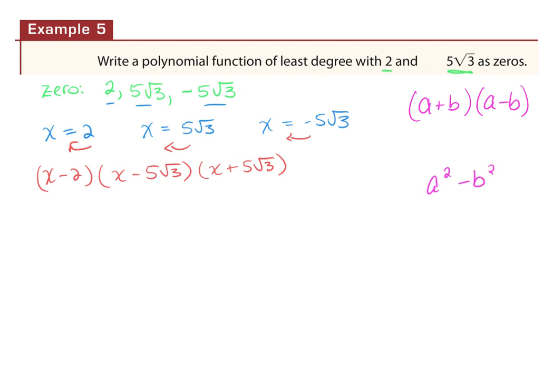If you'll remember, if I were to foil this out, all right, A and A, that's A squared. A and negative B, that's negative AB. B and A, that's positive AB. B and negative B, that's negative B squared. These two terms cancel. You're left with just the first one squared minus the second one squared, always.